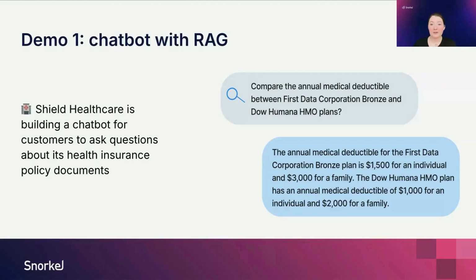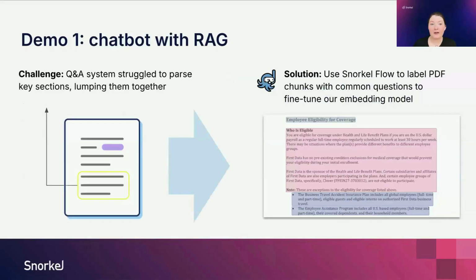The customer here, Shield Healthcare, wanted to build a chatbot to answer health insurance policy questions. But this chatbot was facing issues. We identified retrieval errors as the source of their problem. To put it in simpler terms, their chatbot was struggling to parse key sections of their PDF data, and it was lumping the wrong sections of data together to answer these questions. This error caused the embedding model that they were using to train their chatbot to kind of train on the wrong information and retrieve false answers.